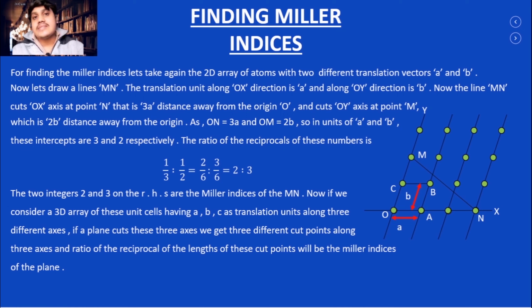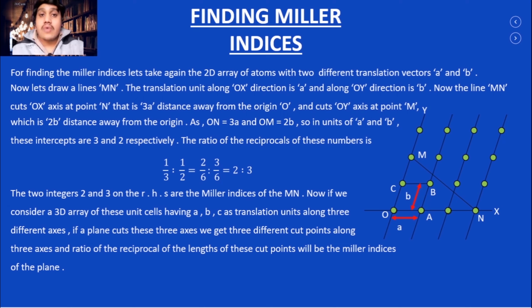If we are going to find the Miller indices for a three-dimensional array, we'll get a plane. Now if we consider a 3D array of these unit cells having A, B, C as translation units along 3 different axes, if a plane cuts these 3 axes, we get 3 different cut points along the 3 axes, and then we take the reciprocals, and by taking the ratio of them, we easily get the Miller indices of a plane.